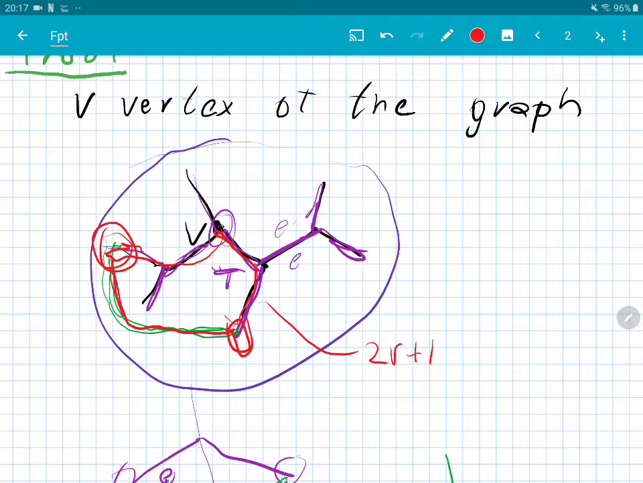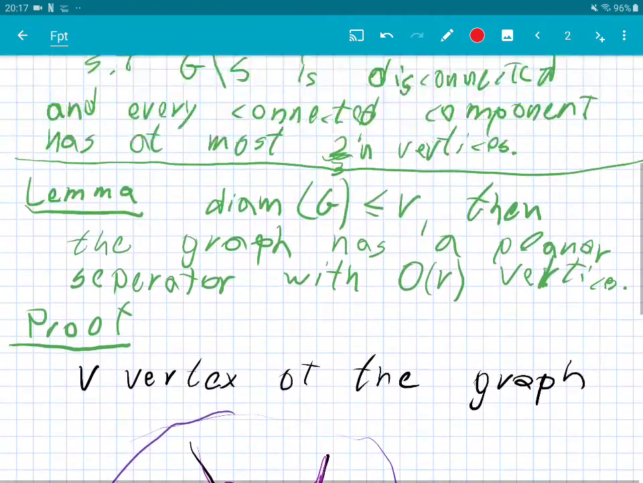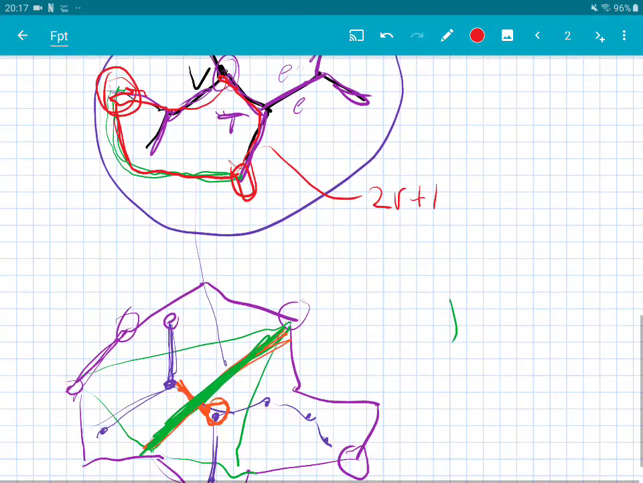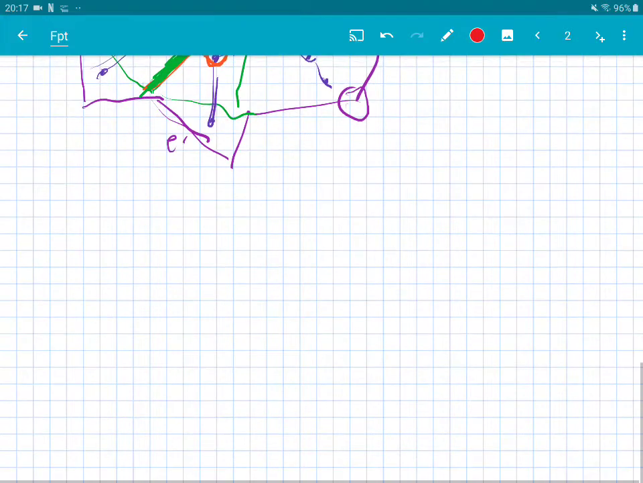Again, I'm skipping a bit of the low-level details, but you shouldn't care too much. So we get immediately this lemma that says that if the diameter is r, then there is a separator of size r that breaks the graph in a balanced way. And this immediately implies, if we have a separator of size r, now we can apply this theorem to the two pieces recursively, and so on. So we get the tree decomposition.